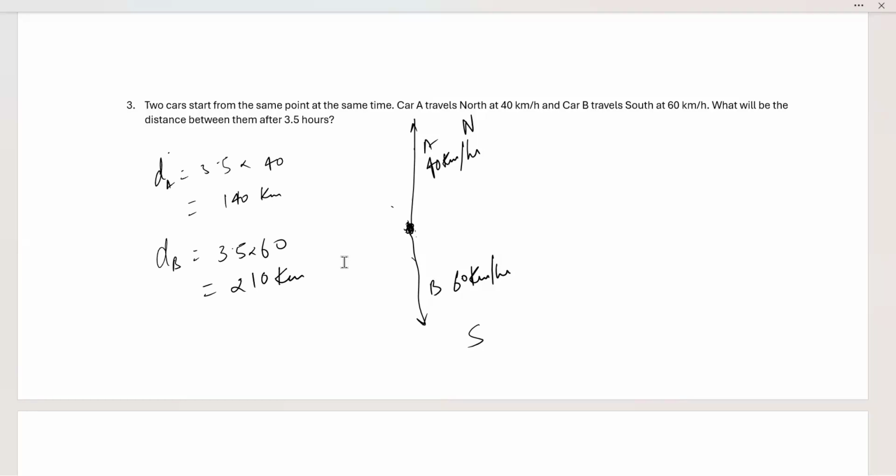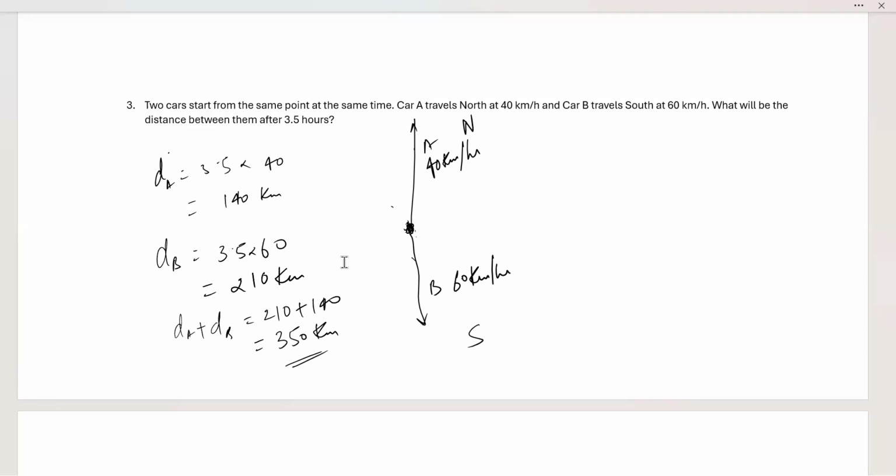So distance between them क्या होगा? क्योंकि they are moving in the opposite direction, the distance between them would be the addition of these two. DA plus DB is equal to 210 plus 140 is equal to 350 kilometers. 350 kilometers would be the distance between them. ठीक है. इसके अलावा और क्या कर सकते हैं वो भी देखते हैं.